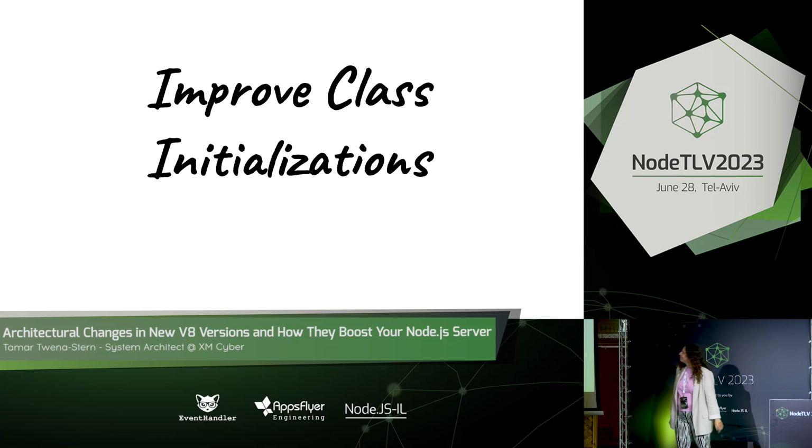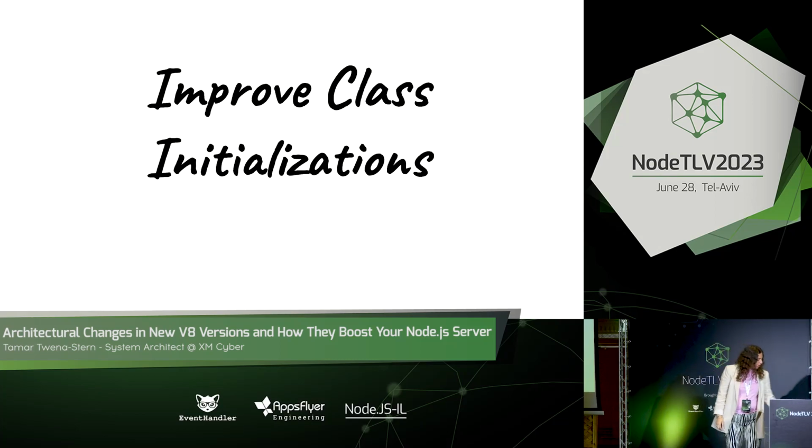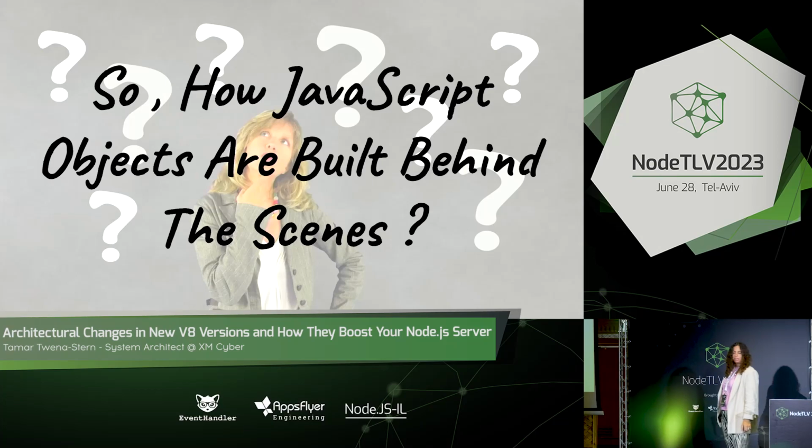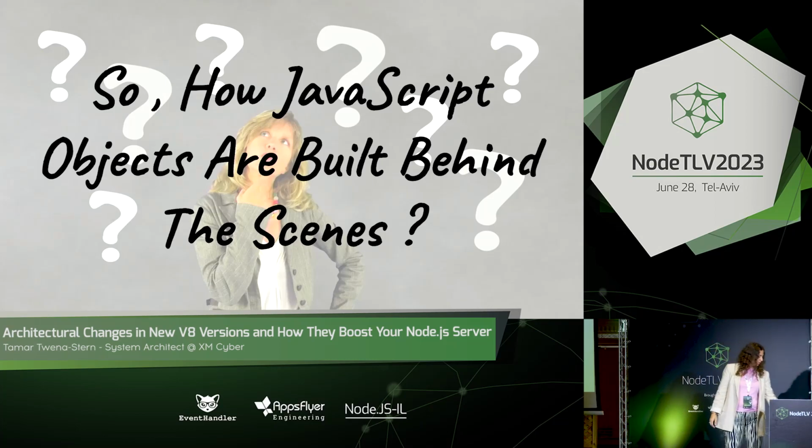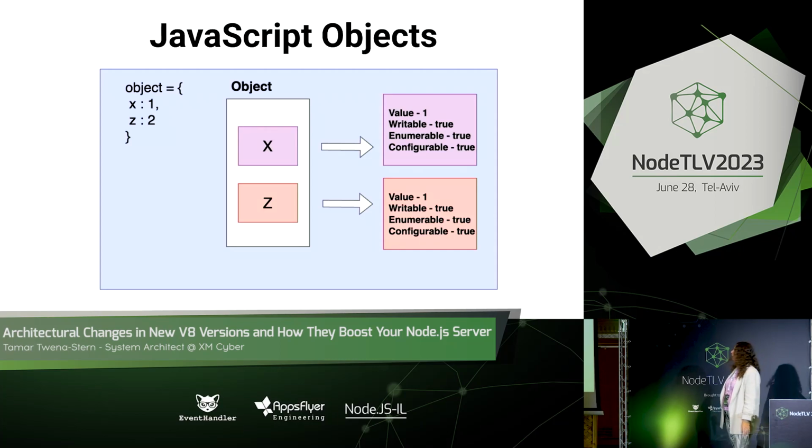That's unbelievable. All right, so now let's go to class initialization. I said one phrase about shapes. Now the shapes are gonna go back into the picture. Let's talk shapes a little bit. In order to understand what V8 did to drastically improve class initialization, we have to understand how JavaScript objects are built behind the scenes.